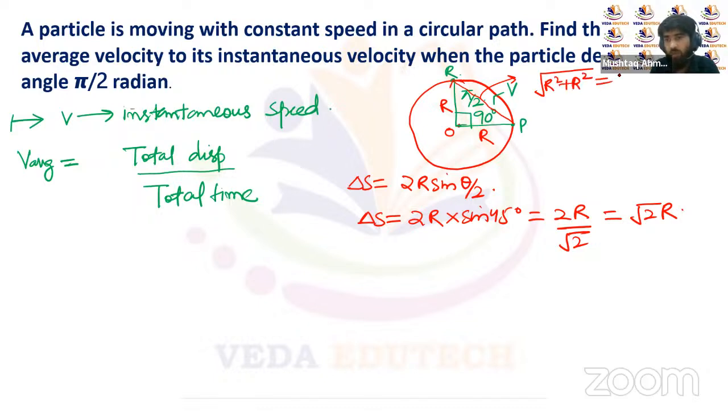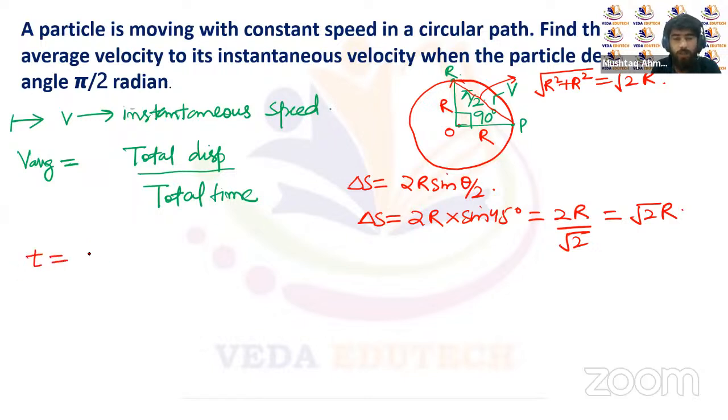That will be equal to root 2r, right? So for this 90-degree rotation, the displacement with respect to this point will be root 2r. The total time taken from point P to point R: it covers a distance of a quarter of a circle.